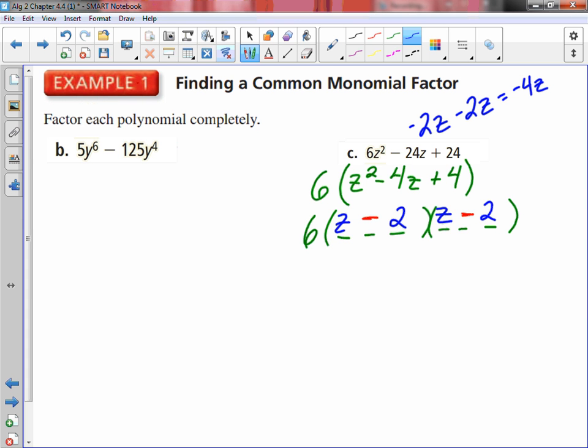1 and 4, 1z, 4z would give us negative 5z. So it works out a lot of the times when we have this here, the signs are the same. Those factors are really being added together, combining them. Questions on this here? Any questions on any of this here? Okay.